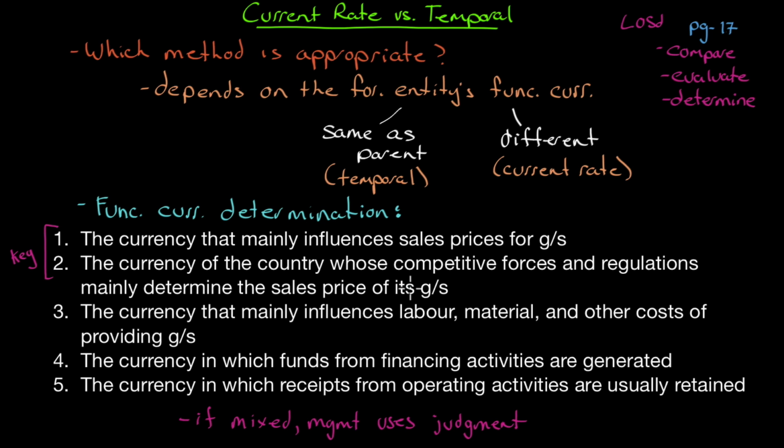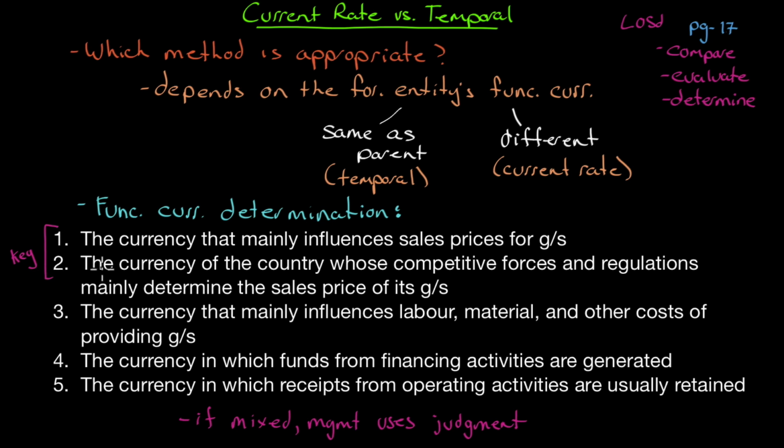But let's have a look at 3, 4, and 5. The currency that mainly influences labor, material, and other costs of providing goods and services. Well, we said for the Toronto Maple Leafs, 1 and 2 indicated the Canadian dollar, but number 3 is indicating the U.S. dollar. For our exporter, 1 and 2 indicated the U.S. dollar as the functional currency. 3 is indicating the Canadian dollar, which is why we say 1 and 2 are the key ones.